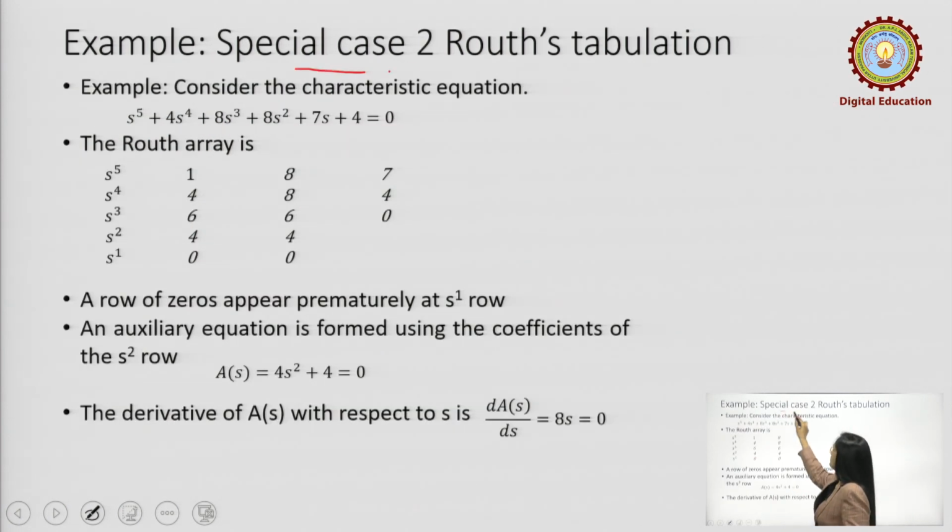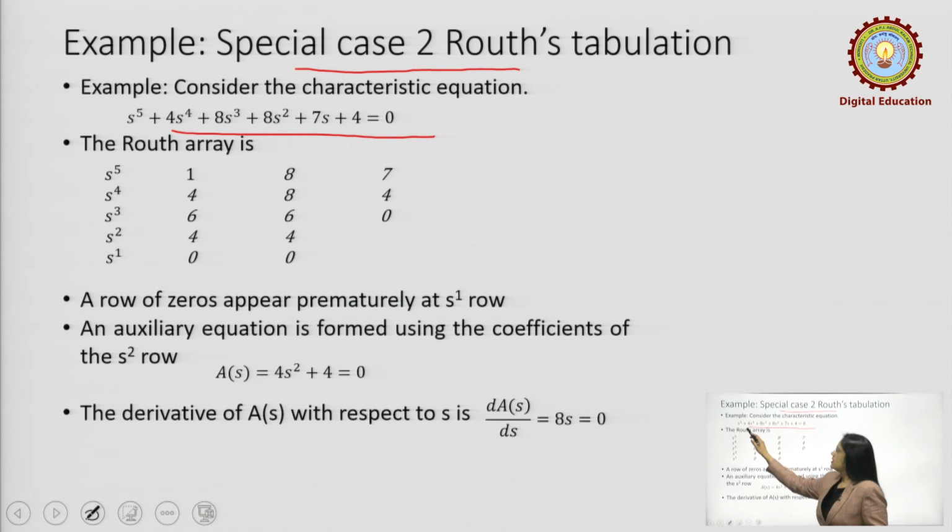We will take the example for the special case 2. Consider the characteristic equation s raised to 5 plus 4s square plus 8s cube plus 8s square plus 7s plus 4. So, we are arranging the Routh array here.